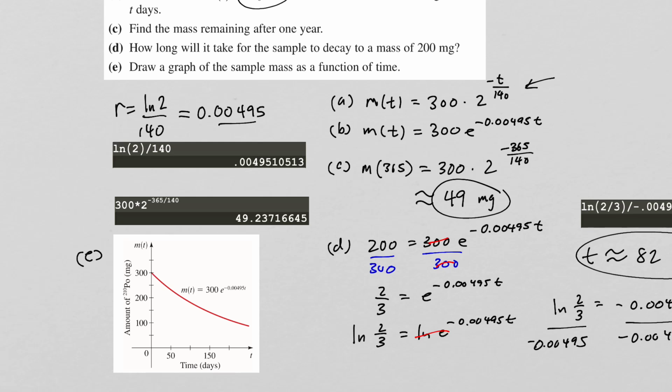And you can see here that we start with a mass of 300 milligrams, and as time goes by, the mass is decaying. It's decreasing according to our function.